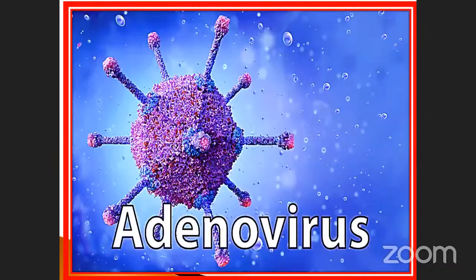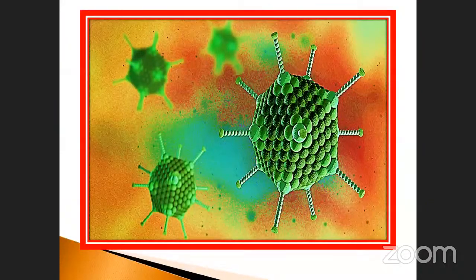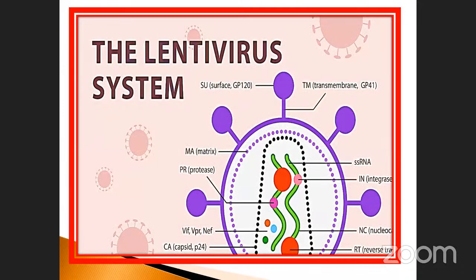And the next one is called adenovirus. Okay, this is an adenovirus. See the structure. It is similar to that of the retrovirus, but the hooks are also present in it. Okay. And then this is also one of the adenoviruses. It is also the same, but these are different structures. Okay. And the next one is called the lentivirus system. This is considered similar to that of the HIV virus.